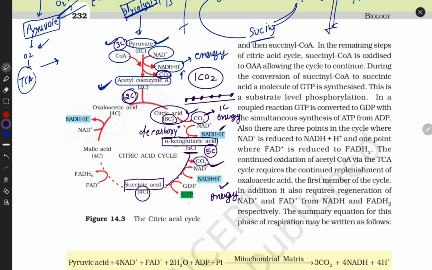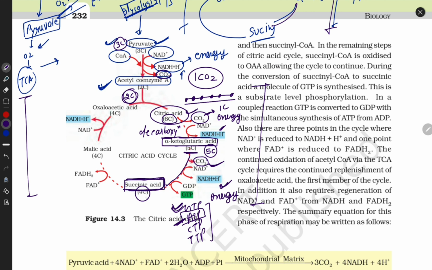This alpha ketoglutaric acid converts into succinic acid, a 4 carbon compound. Because we lost 1 carbon, we get energy, and also energy from the GTP form. Guys, ATP, GTP, CTP are all energy forms. This is the most ancient form of energy. NADH is also an energy form. FADH is also an energy form. Guys, relax, don't panic. Now this is the completion of step 1. Now here is step 2.